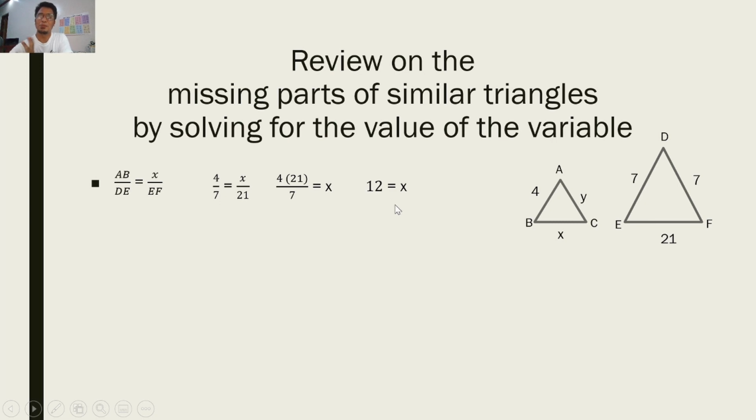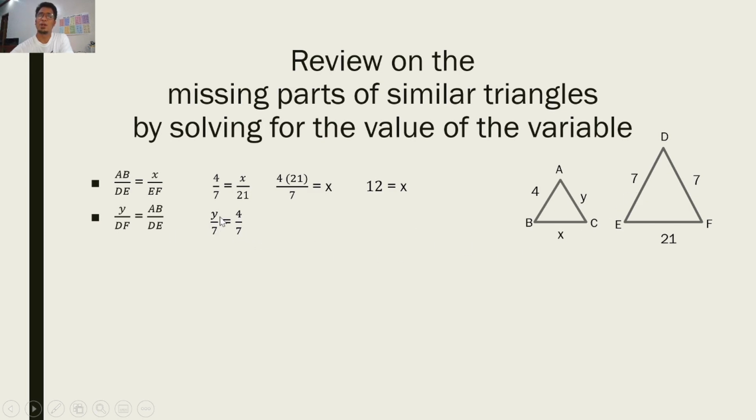So, nakakasunod pa po kaya tayo? So, we're hoping na nakakasunod po tayo. Next, y is to df. Asan ang df natin? Ayun. Substitute na natin kaagad. Y over 7 df. Ano yung AB? AB, 4. Ayun. What is DE? DE, 7.